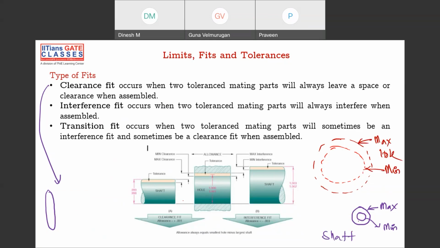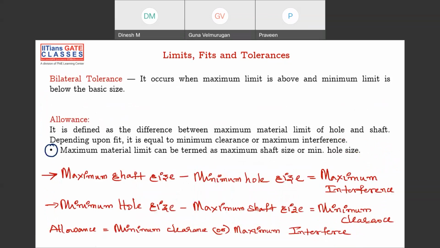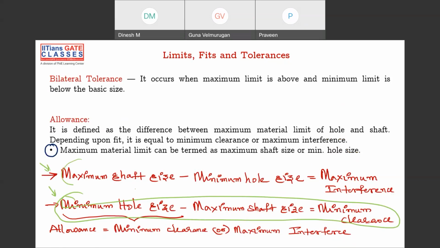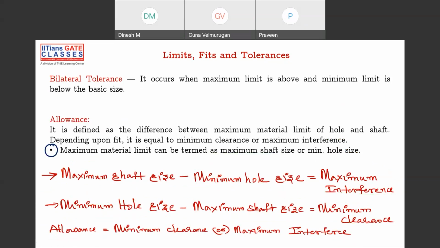You take any dimension of shaft and any dimension of hole. Will the shaft fit? Is it minimum hole size or maximum? It's minimum hole size only. The example for this and the example for this are different. This will come in the clearance fit, and this will come during the interference fit. I'll come back to this slide again.